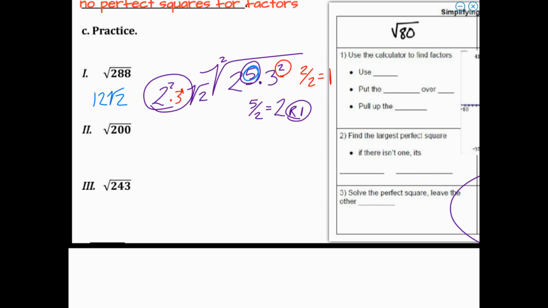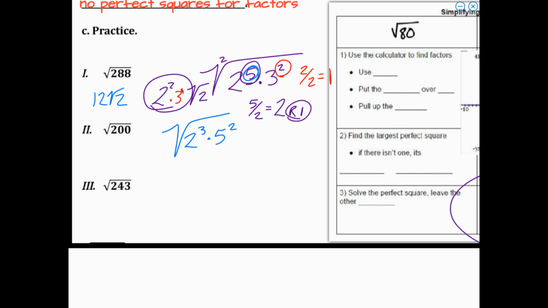So do the same thing for 200. You don't have to type factor in again. If you've already done it once, just arrow up and copy it, and then all you have to change is the number. So arrow up, highlight it, hit enter. Okay, so what is it? 2 to the power of 3 and 5 to the power of 2.